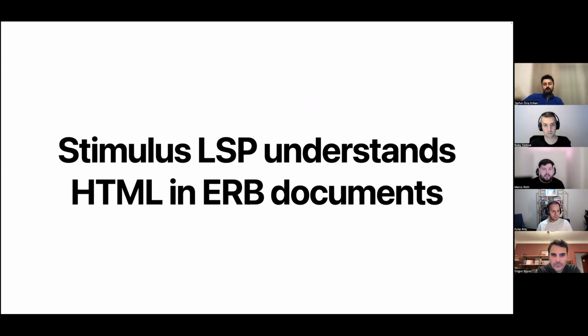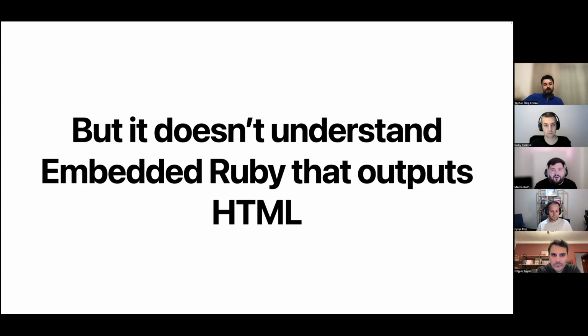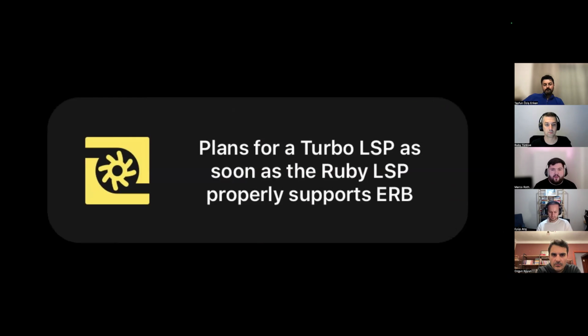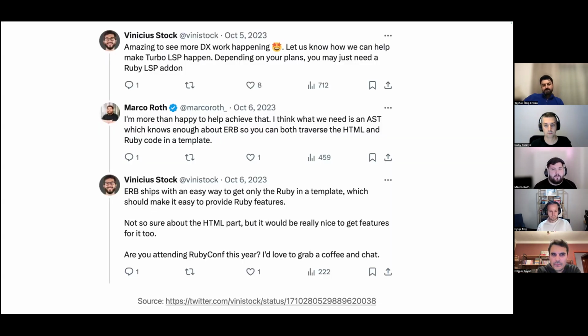So the LSP for Stimulus understands HTML and ERB documents, but it doesn't understand Ruby that outputs HTML. I showed this in my slide last year at the Rails World talk too. I had this up here that we want to support this as soon as the Ruby LSP supports ERB. And that sparked this whole conversation with the Ruby LSP creator, and we were talking back and forth about what that might mean.